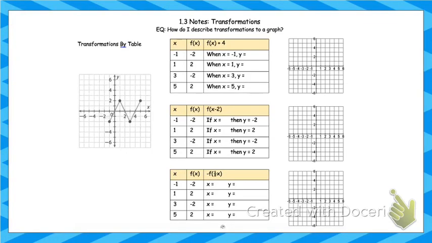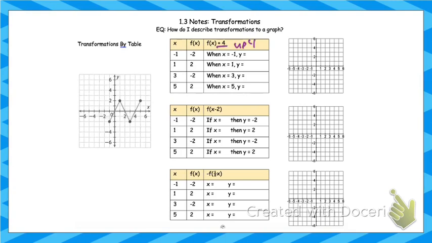Hi guys. So today we are going to build on what we did in that Desmos activity, and we are going to look at the math that goes behind some of these transformations. To start, we're going to look at a table of points, and we're going to look at how to transform this graph. What we saw in that Desmos activity, this f of x plus 4 transformation, is going to take my graph and shift it up 4.